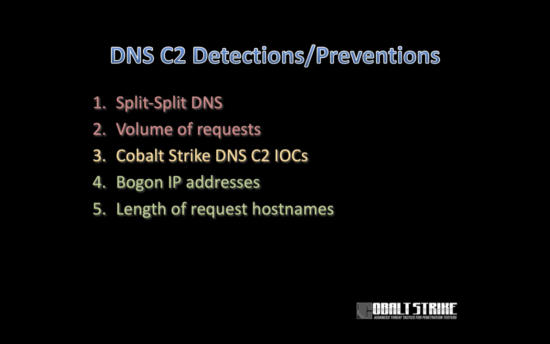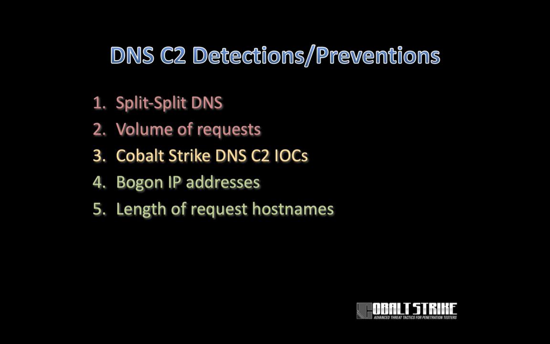Split-split DNS is a prevention strategy. It's architecting a network so that workstations can look up internal resources, but they cannot make a query that would resolve something out on the internet. To get out to the internet, all of these lookups are instead delegated to the proxy server that host systems go through. So that's split-split DNS. If your compromised target can't look up the DNS record for something outside of your network, you can't communicate over DNS with Cobalt Strike's DNS beacon.